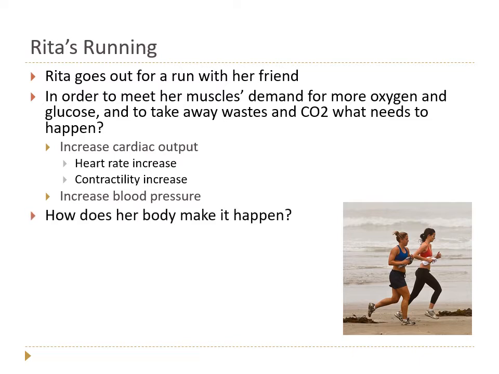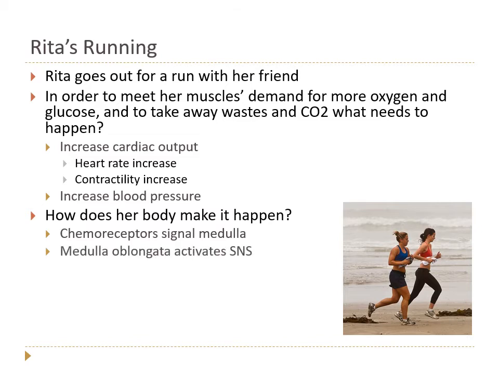So let's think about, how do we make this happen, right? What system are we going to activate in order to cause these effects? So her chemoreceptors are going to sense increased carbon dioxide because of the increased generation of CO2 due to aerobic cellular respiration. The chemoreceptors are going to send a signal to the medulla. The medulla oblongata is therefore going to activate the sympathetic nervous system.